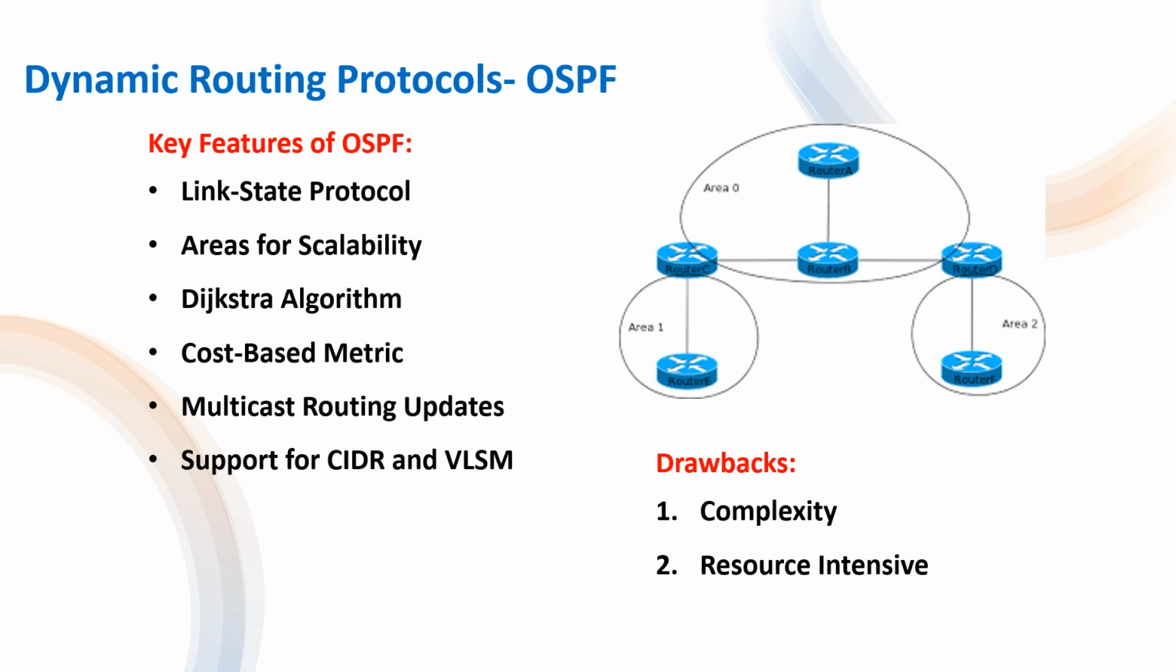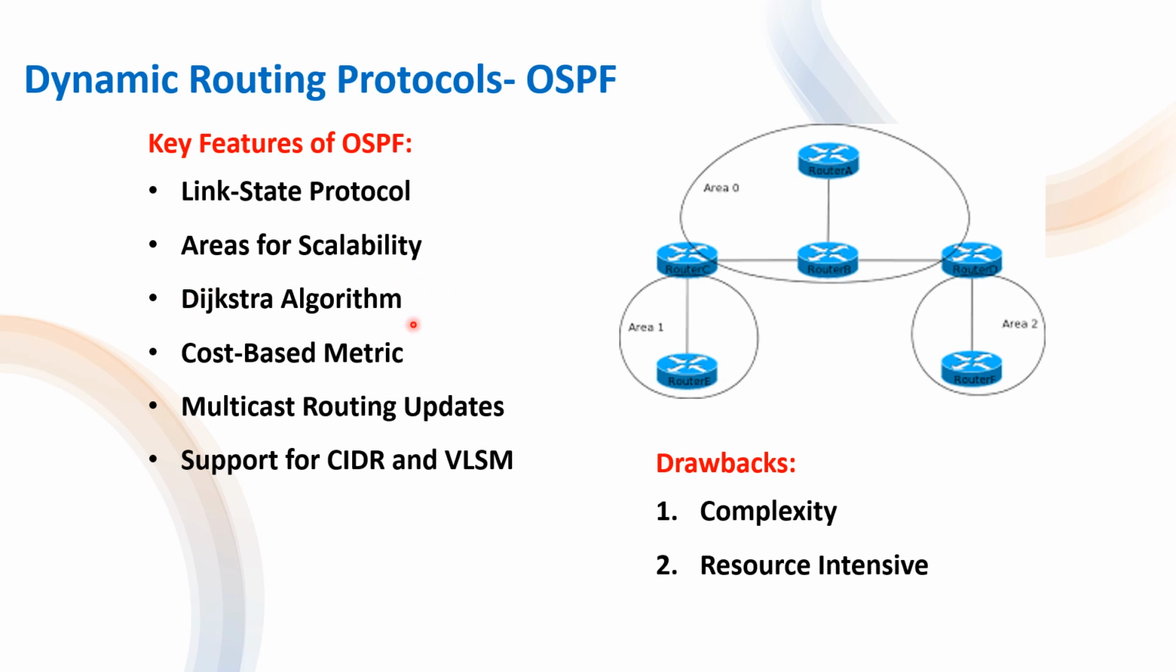Some of the key features of OSPF routing protocols are: OSPF maintains a complete map of the network topology by exchanging link state advertisements with neighboring routers. OSPF supports a hierarchical structure with areas to optimize performance and limit the size of the routing tables. The network is divided into different areas, with area 0 being central and other areas connected to it.